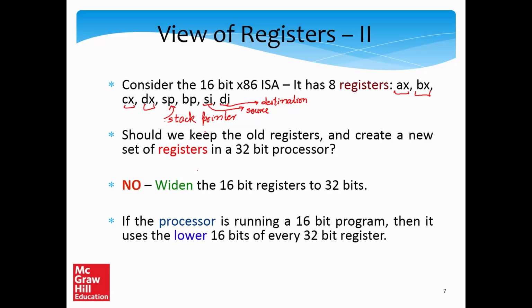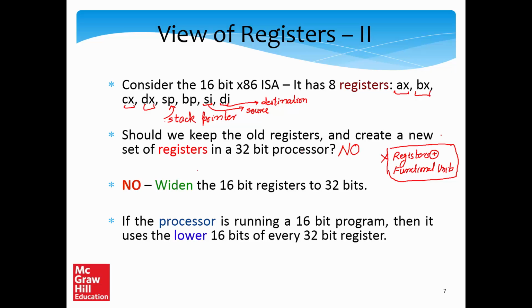So the question is, should we keep the old registers and create a new set of registers in a 32-bit processor? We already realized that that is a bad idea. That's not what we should be doing. The main thing being that the area in which the registers are there is fairly cramped. If you consider that area of the processor, you have registers, you'll have functional units like adders and multipliers, and you'll have many other kinds of structures. Think of it as like a downtown of the processor. This particular area is very, very cramped, and so it's not a good idea to increase the set of registers. So this is definitely a bad idea.